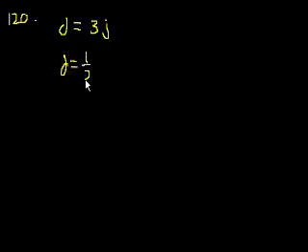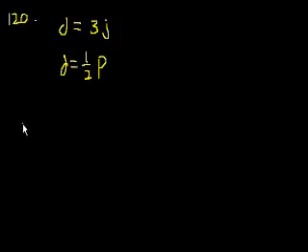We're on problem 120. David has D books, which is 3 times as many as Jeff. So D books is 3 times as many as Jeff, and 1/2 as many as Paula. So D is equal to 1/2 the number of books Paula has. How many books do the 3 of them have together in terms of D?